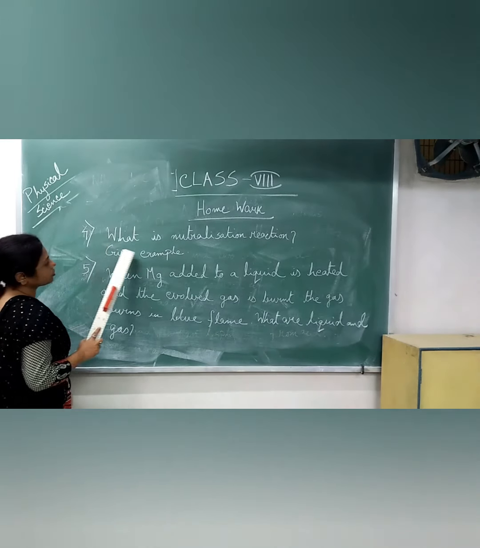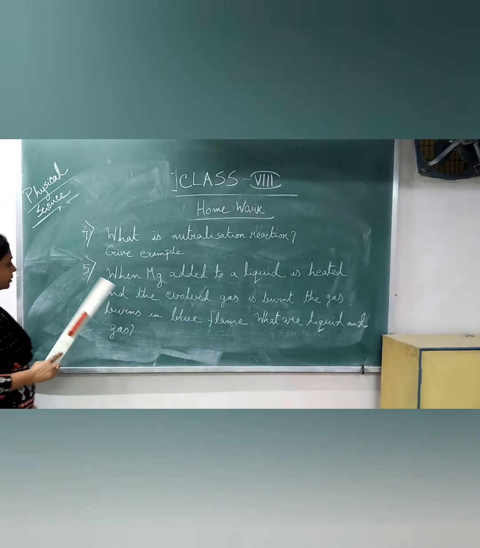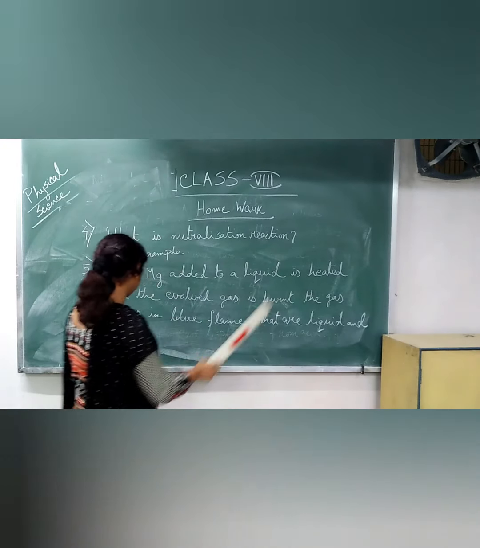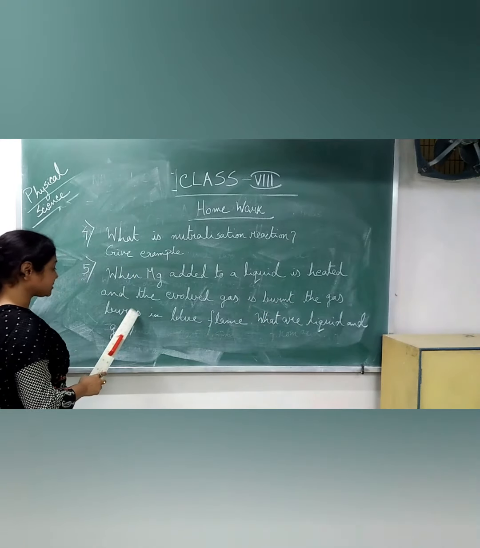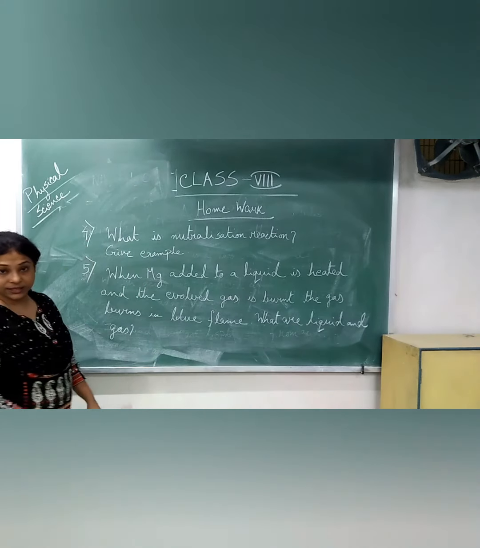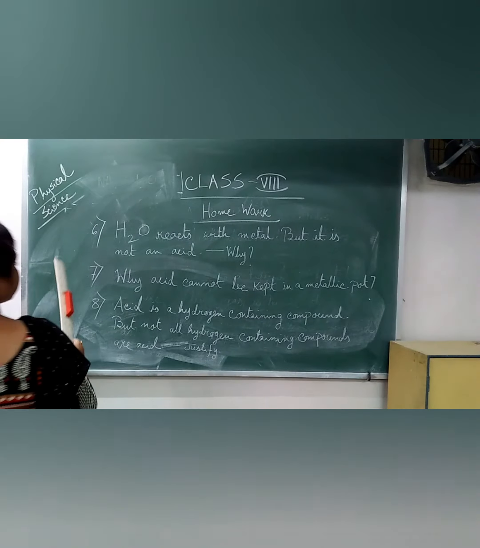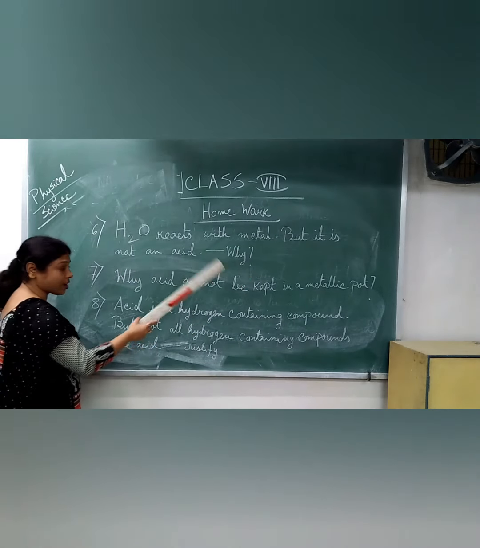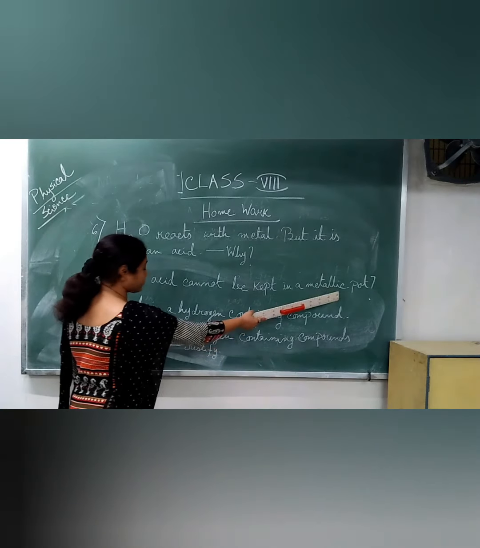Homework question number 4: What is a neutralization reaction? Give example. Question number 5: When magnesium is added to a liquid which is heated and the evolved gas is burned, the gas burns with a blue flame. What are the liquid and gas? Number 6 question of homework: H2O reacts with metal, but it is not an acid. Why? Number 7: Why can acid not be kept in a metallic pot?